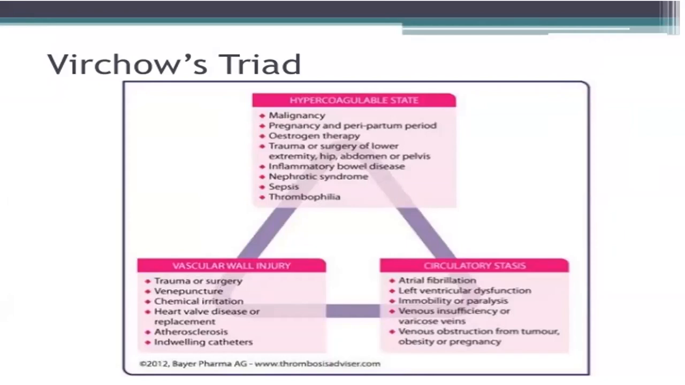And then for your circulatory stasis, you can have AFib, you could have LV dysfunction, you can have immobility, venous insufficiency, varicose veins, and so forth. And then the vessel wall injury is from the trauma or the surgery, from venopuncture, from chemical irritation, from any heart valve disease or replacement, atherosclerosis, and then indwelling catheters.